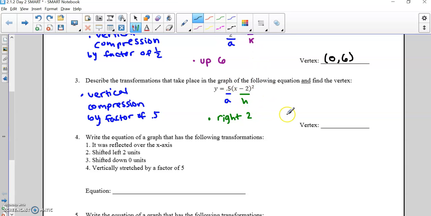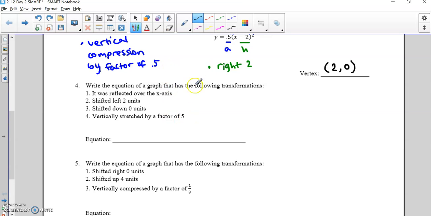So for our vertex, we are still, again, opposite of H comma K, but this time we have an H, right? So our opposite is going to be a +2 since ours is negative, but there is no K. There's nothing being added or subtracted on the end, so as I showed you in the last example, if there isn't one, you just put a 0.